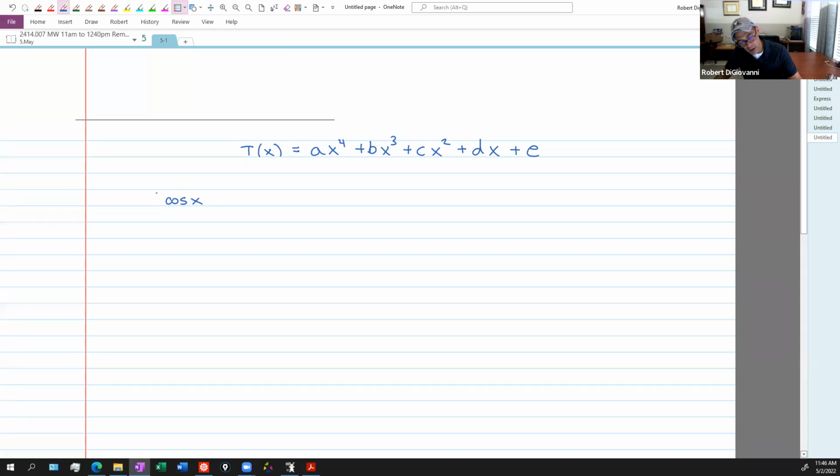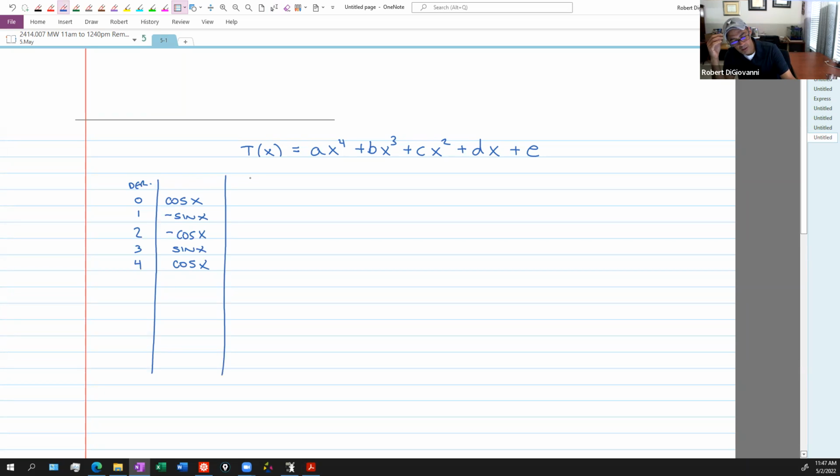We have cosine x here. I'm going to start listing out its derivatives. Okay, so this is going to be the derivative I'm taking here. Zeroth derivative, first, second, third, fourth. We have negative sine, we have negative cosine, we have sine, and we have cosine. All right, those are the first four derivatives of that.